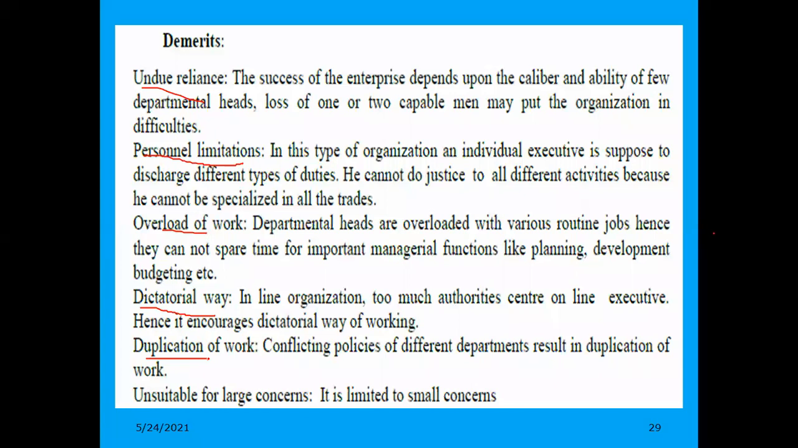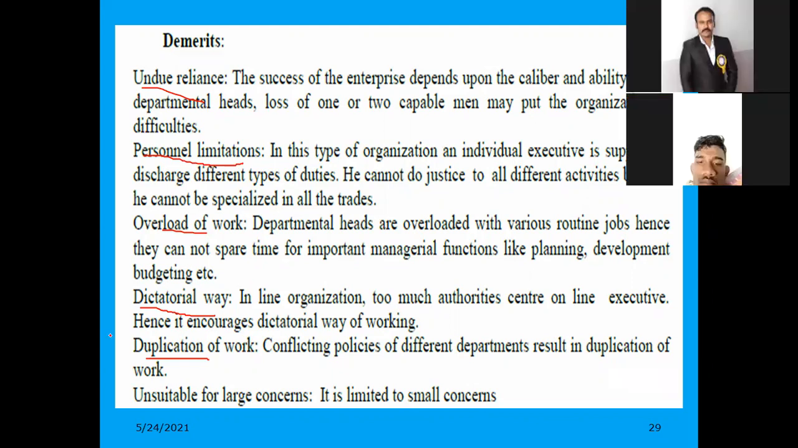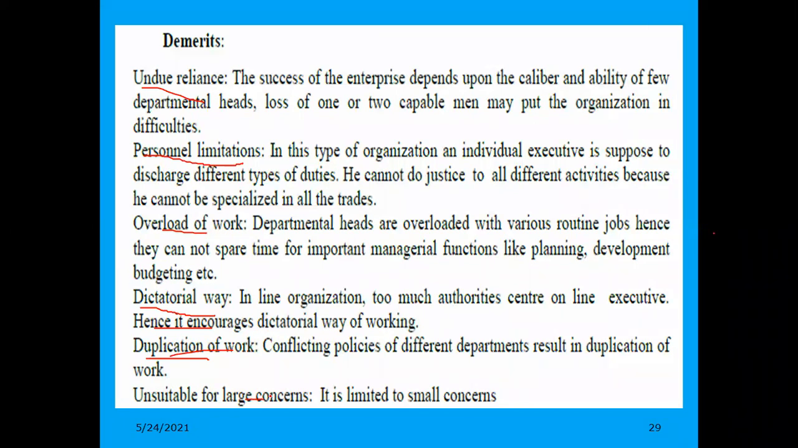సో ఎప్పుడైతే 2 డిపార్ట్మెంట్స్కి ఆర్ 4 డిపార్ట్మెంట్స్కి ఒక కన్సిస్టెంట్ ప్లానింగ్ లేకపోయినప్పుడు ఎవ్రీ టైమ్ దే హ్యావ్ టు ప్రిపేర్ ద new report. So for that, you are wasting the stationery. Next, coming to the duplication of work. ఇందాక చెప్పుకున్నాం. Next, unsuitable for large concerns. It is limited to small concerns.